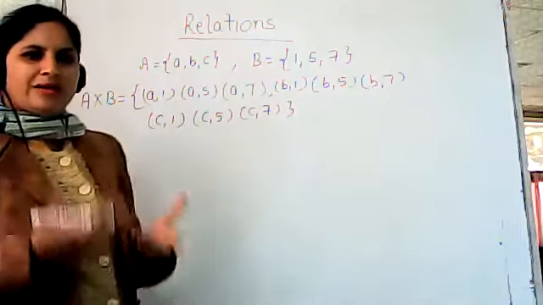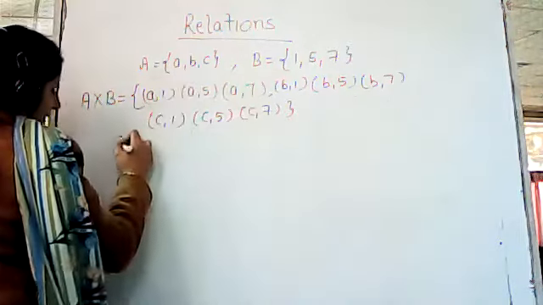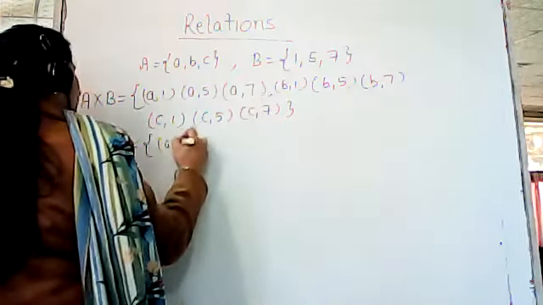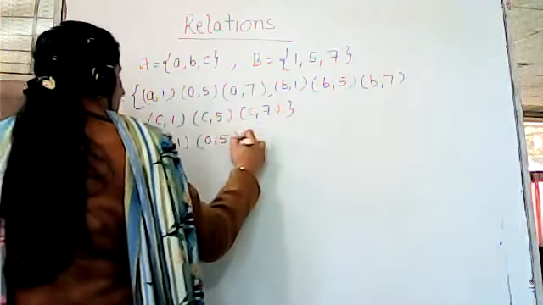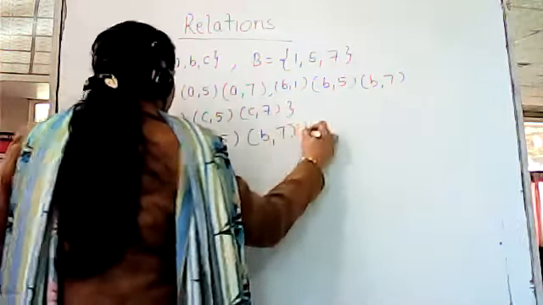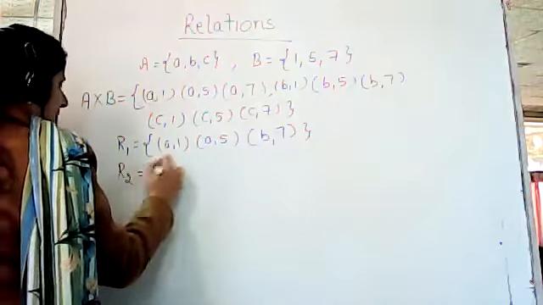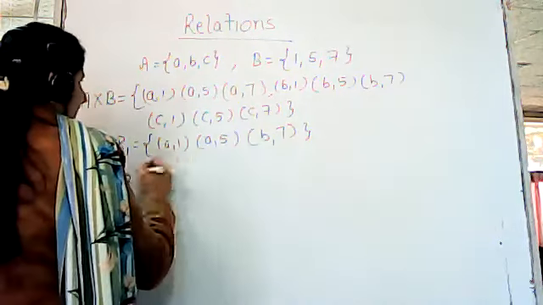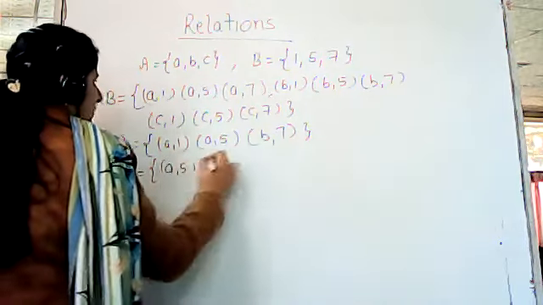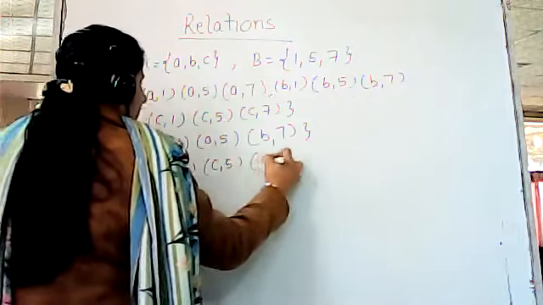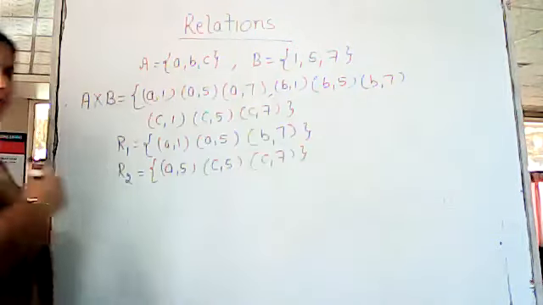Now we are going to define different relations. For example, R1 is equal to {(a, 1), (a, 5), (b, 7)}. Again, I have introduced one more relation, that is R2, which is equal to {(a, 5), (c, 5), (c, 7)}.